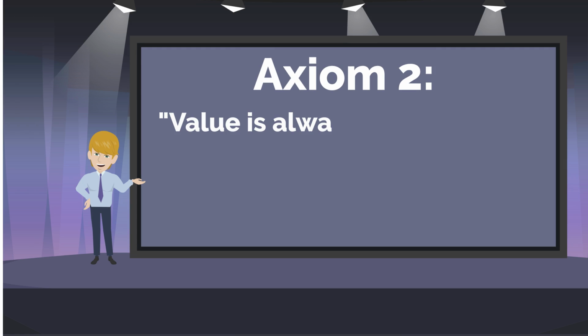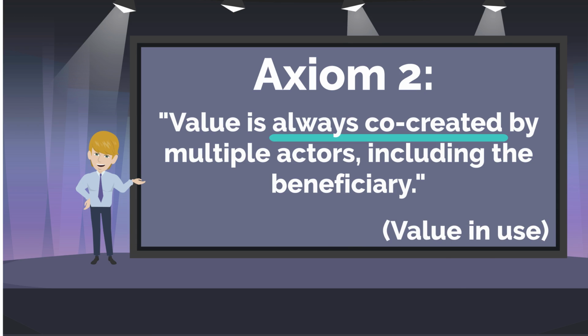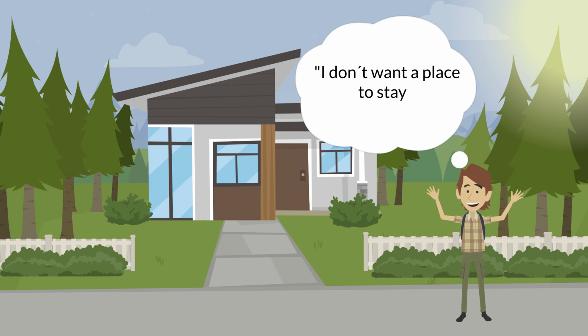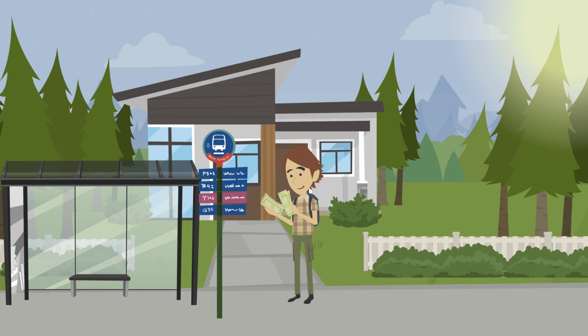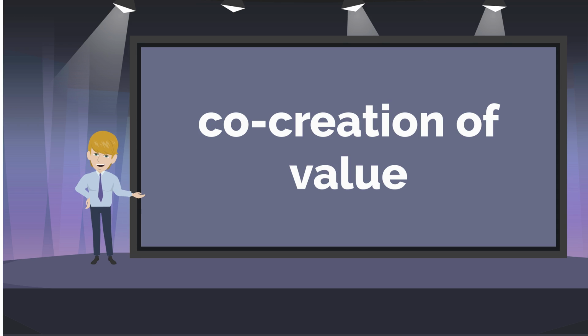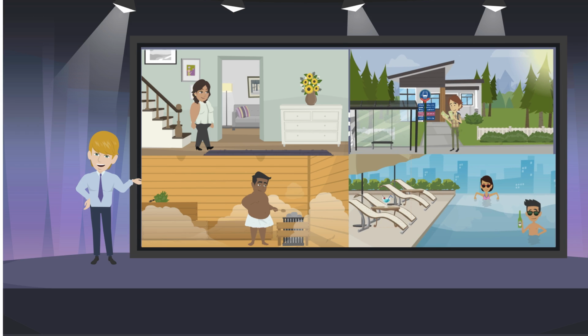Axiom 2. Value is always co-created by multiple actors, including the beneficiary, so-called value in use. Consider Airbnb from the guest's perspective. It goes beyond providing a place to stay. Guests actively seek specific features or amenities, whether it's the apartment's decor, a sauna, local tips, or proximity to public transport or a pool. In essence, the co-creation of value begins with the utilization of the features already provided, such as the apartment's decor, the sauna, proximity to public transport, or the pool. Only if the guest uses the respective features can the full value be extracted. We call it value in use.